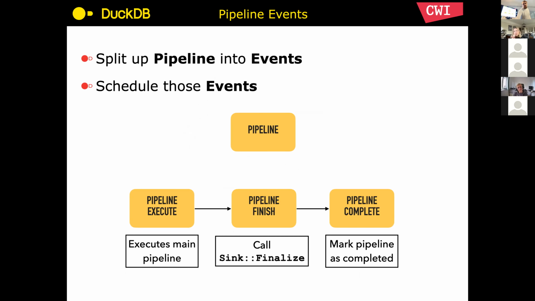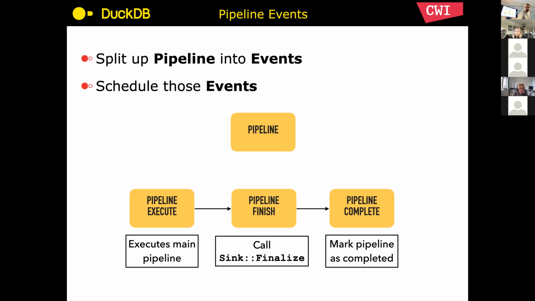Well, how do we do that? One nice way of doing it is to not schedule the entire pipeline, but to split up the pipeline into events and then schedule those events. So we can take one pipeline and split it up into three events. We have the execute pipeline, which does the whole thing like reading from the source, pushing it to the sink. We have the finish event, which calls the sink finalize. And we have the complete event, which just marks the pipeline as completed and moves on to whatever dependents there are.